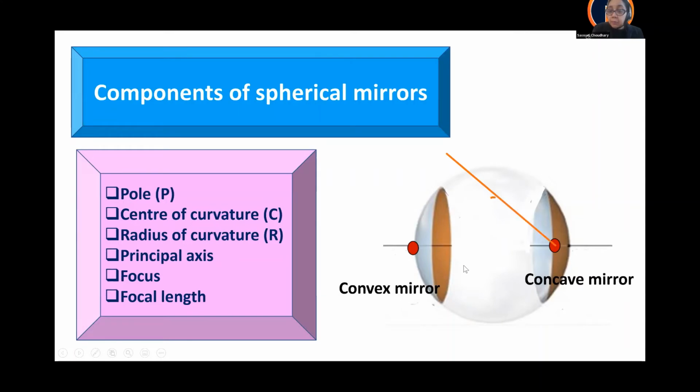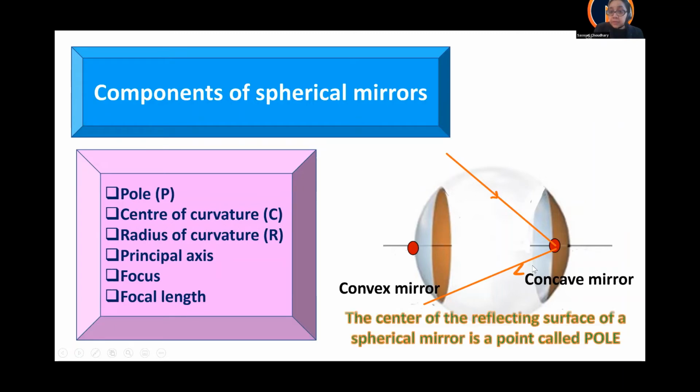That means this point here, whenever the ray is striking here, it is reflected back, and the center of the reflecting surface of a spherical mirror is called the pole. So this is the center of the reflecting surface. Similarly, you can identify that for this convex mirror, this is the center of the reflecting surface, and we call it the pole. Pole is usually designated by the letter P.